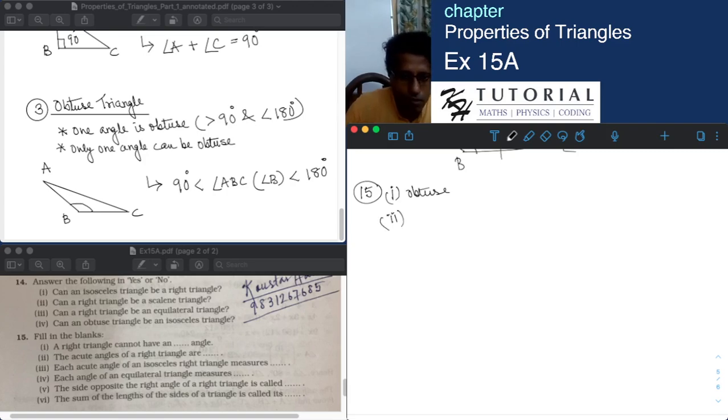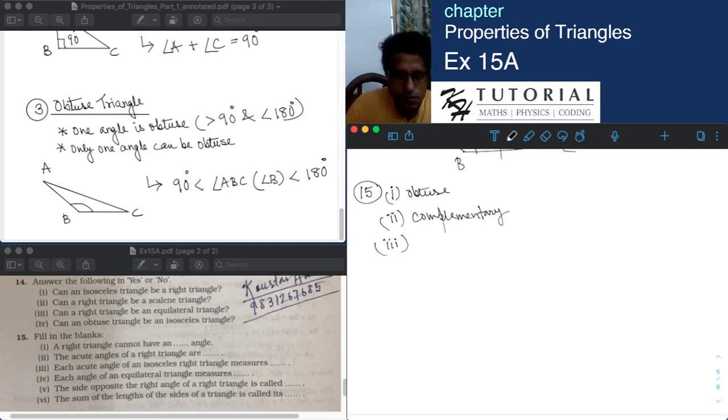Part 2, the acute angles of a right triangle are... In a right triangle, we know that the other two angles are acute and their sum is 90 degrees. So the acute angles of a right triangle are complementary, because two angles are said to be complementary to each other if their sum is 90 degrees, and in a right triangle, other than the right angle, the other two angles are acute and their sum is always equal to 90 degrees. Okay.